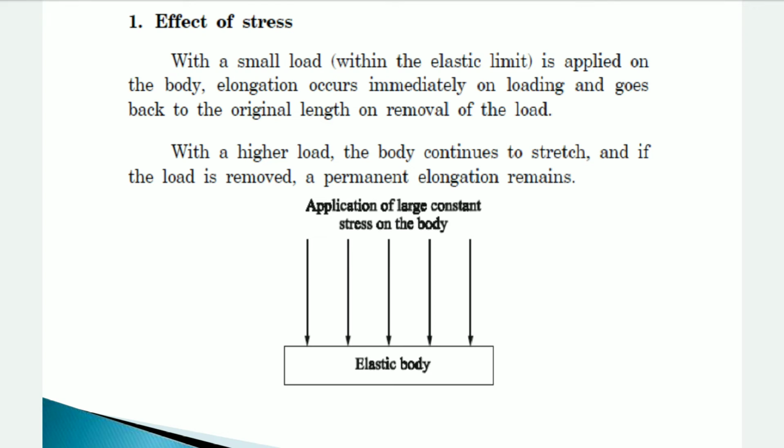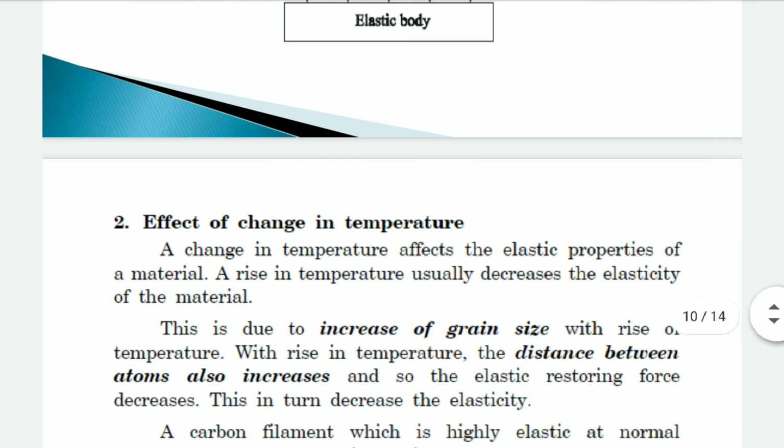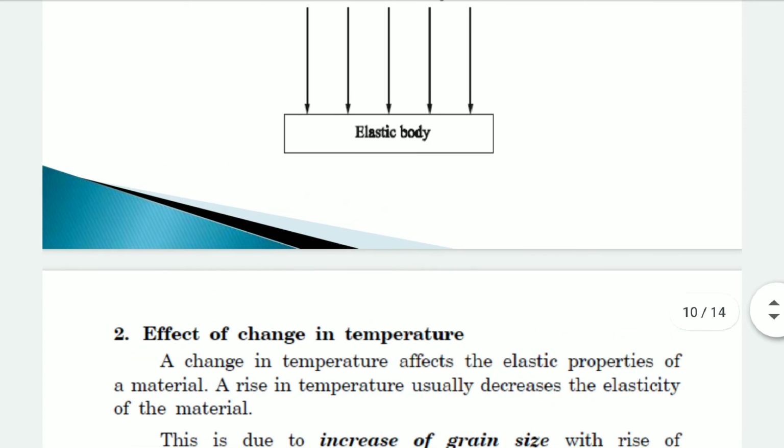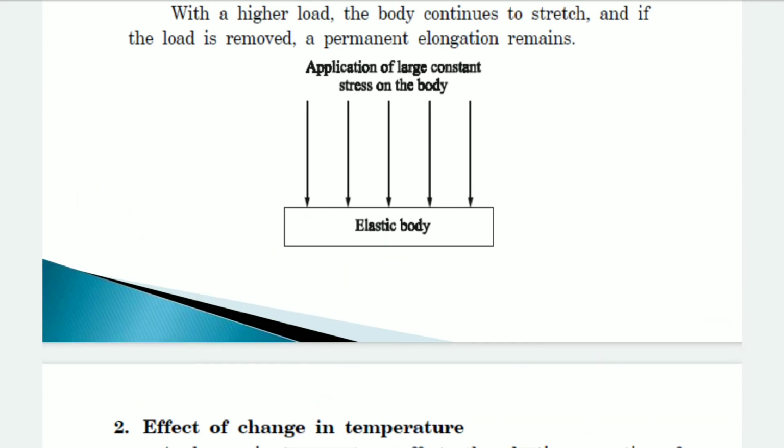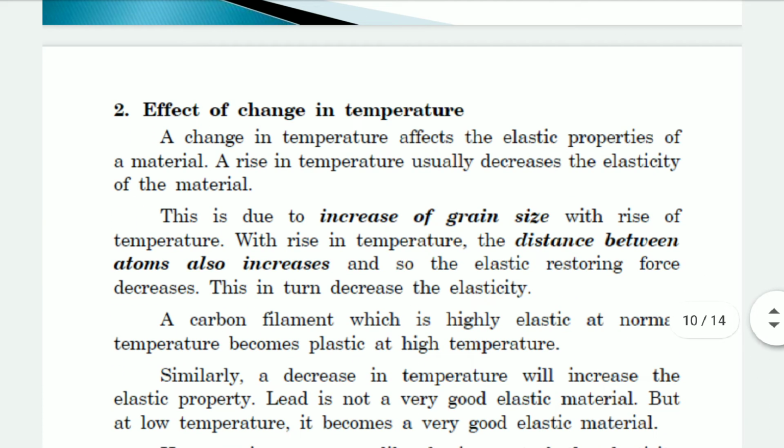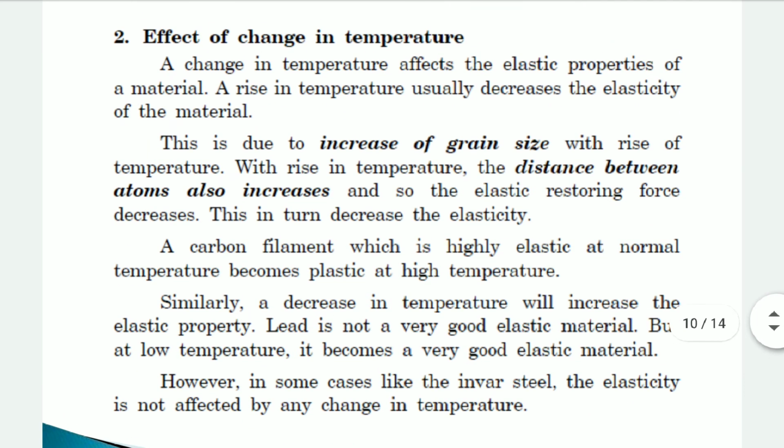When a large constant stress or a repeated number of cycles of stress is applied to a body, the elastic property of the material decreases. Second one is the effect of change in temperature. Usually, the increase in temperature causes a decrease in elastic property of the material because of the increase in the grain size of the material. At the same time, the distance between the atoms also increases.